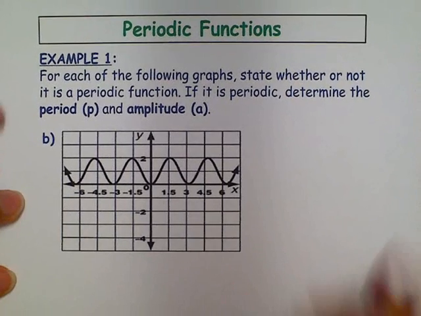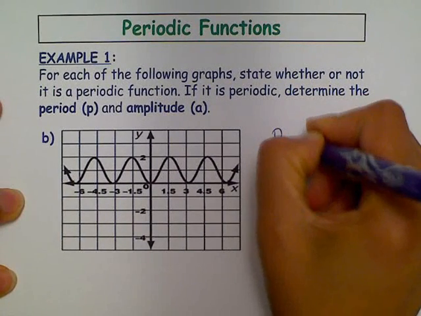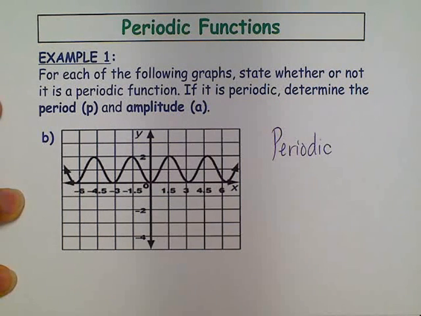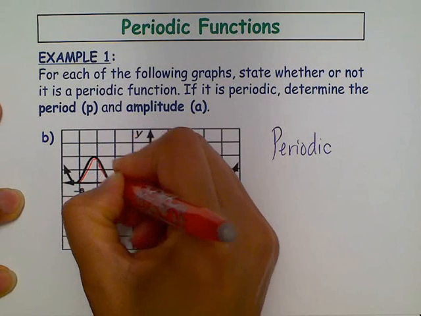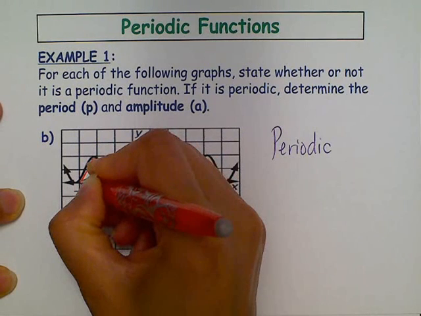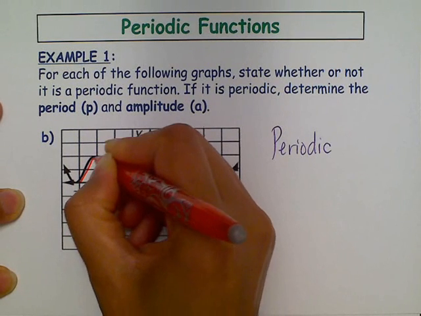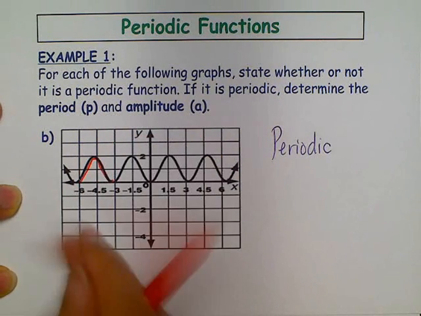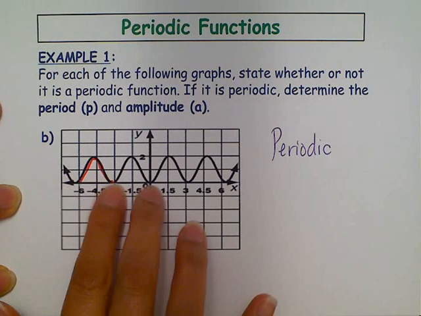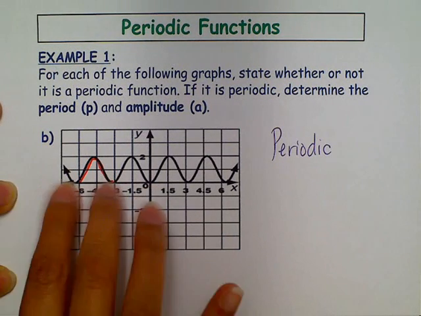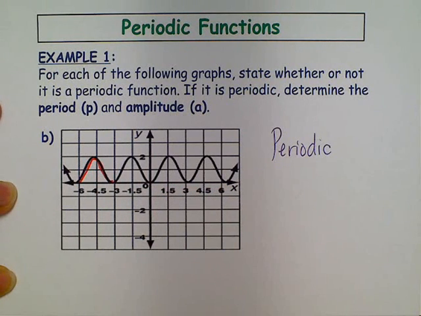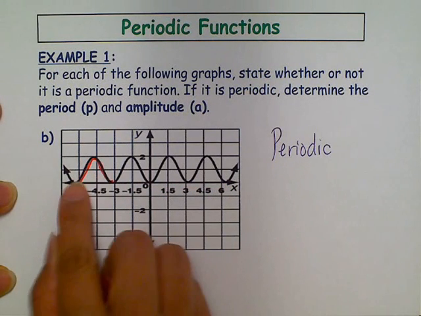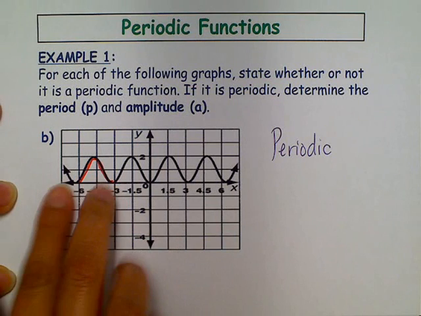Okay, let's take a look at the next one. Is this one periodic? Yes, it is. And I know this is periodic because if I take a small portion of the graph, so let's say I look at this small portion here, there's one cycle of the graph. If I take this orange piece here and I lift it and I shift it to the right, or if I shift it to the left, it'll keep repeating itself over the same number of units.